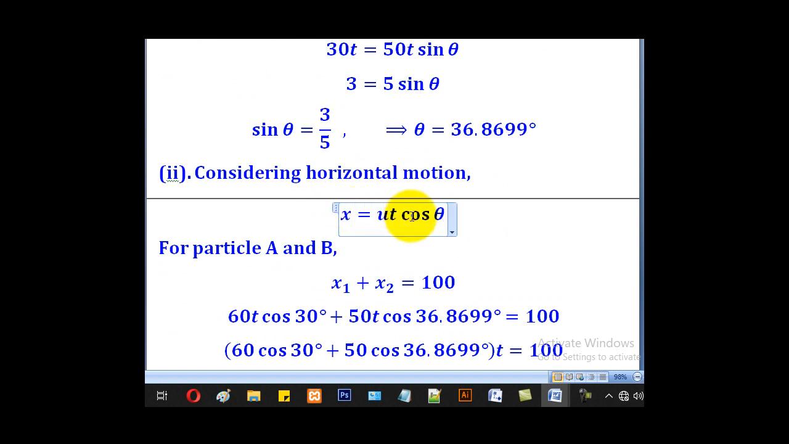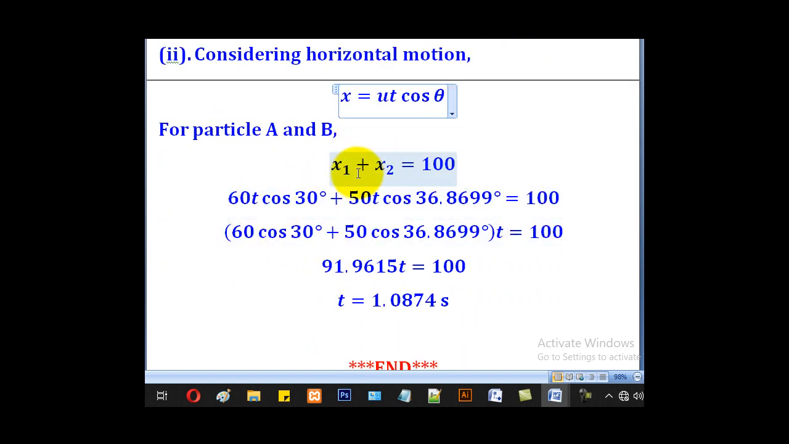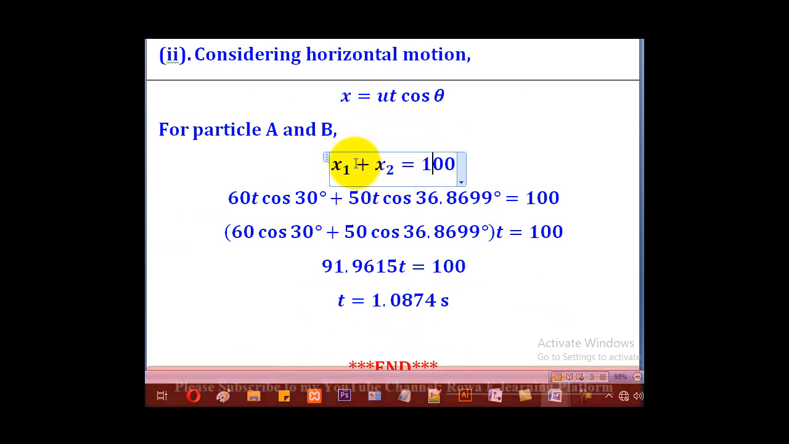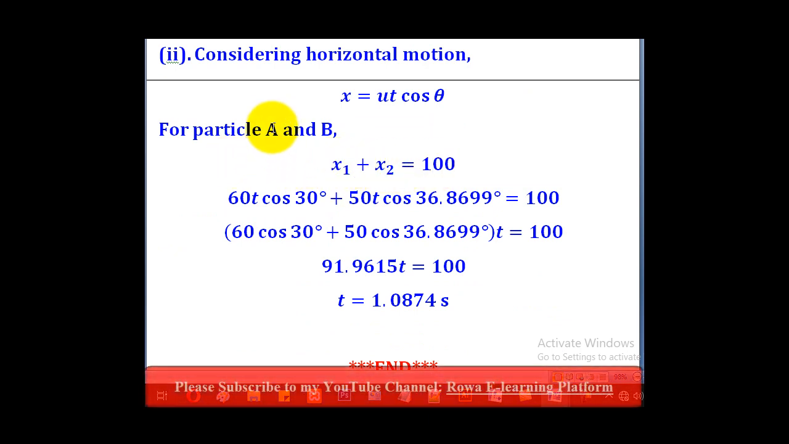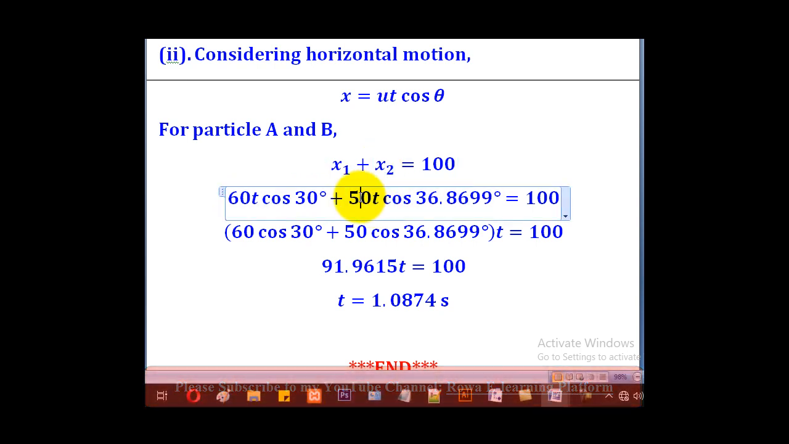Using the horizontal component, x will be equal to u t cos theta. So in that case, remember x1 plus x2 is equal to 100. So x1 will be the horizontal distance covered by particle A, given by u, which is 60, and theta, which is 30. x2 is the horizontal distance covered by particle B, given by u, which is 50, and theta, which is 36.8699. So when you substitute and equate it to 100, you shall come up with this.